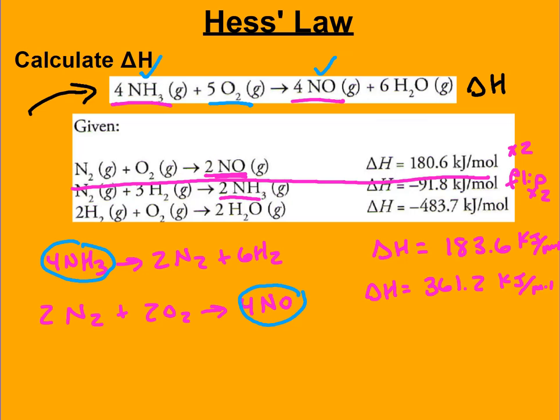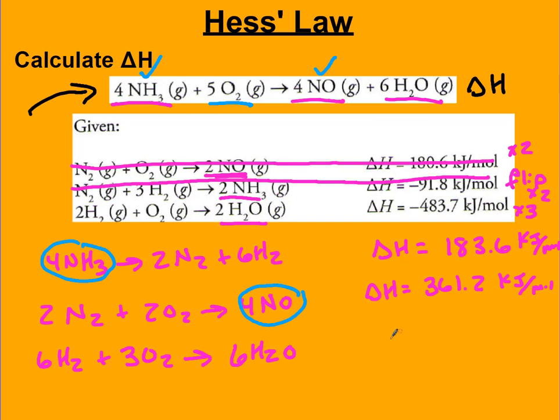And so the last one I need to get is my waters. So water is in this last equation. It is in the right spot, but it's not the correct number, so I'm going to have to multiply this one by 3. So now I have 6H2 plus 3O2. And my delta H, I need to multiply it by 3, giving me negative 1451.1.